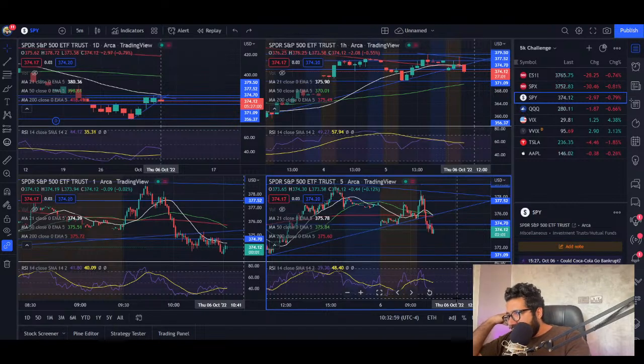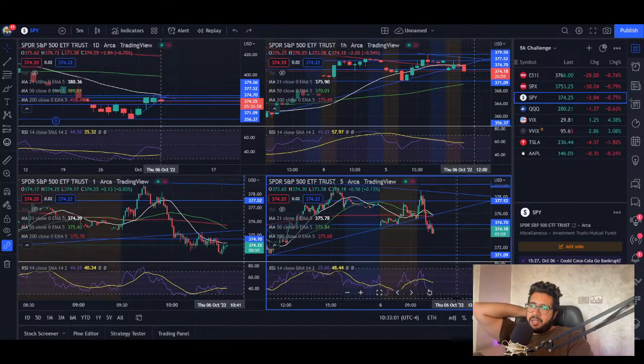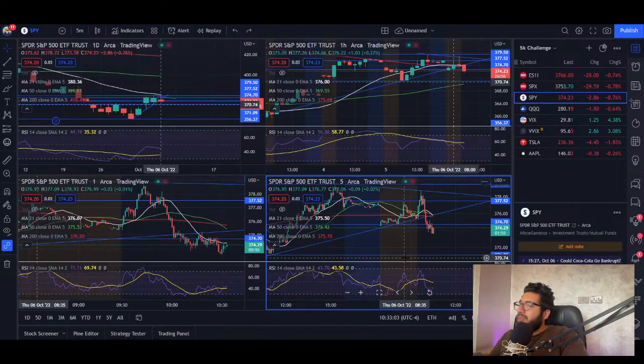Okay, looks like we're gonna stay here for a little bit. Looks like we're gonna go test the 21 MA again on the 1 minute chart.